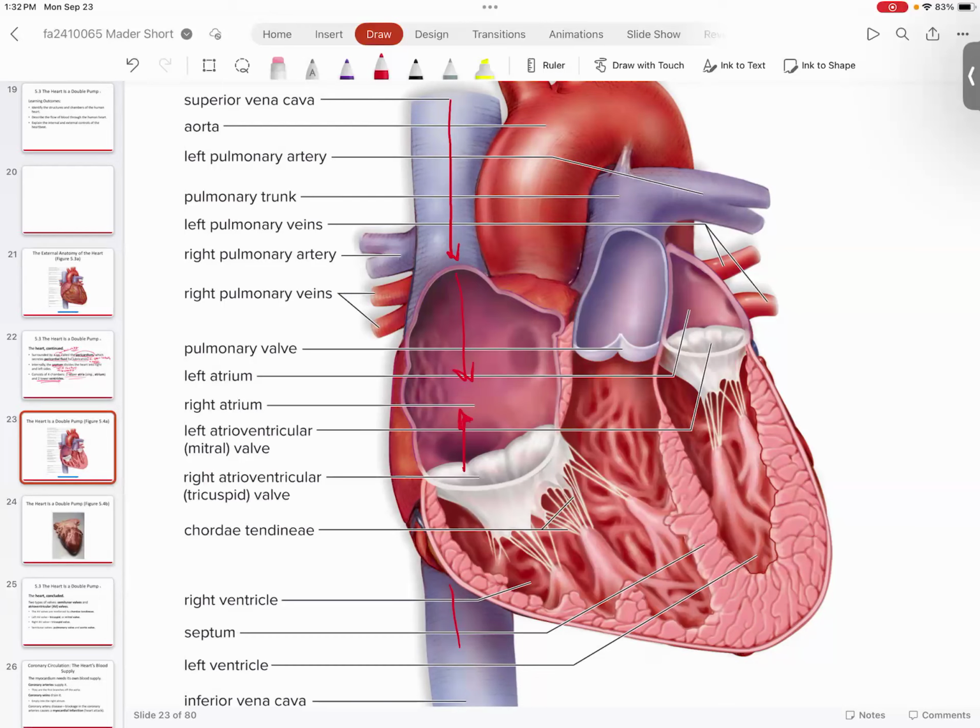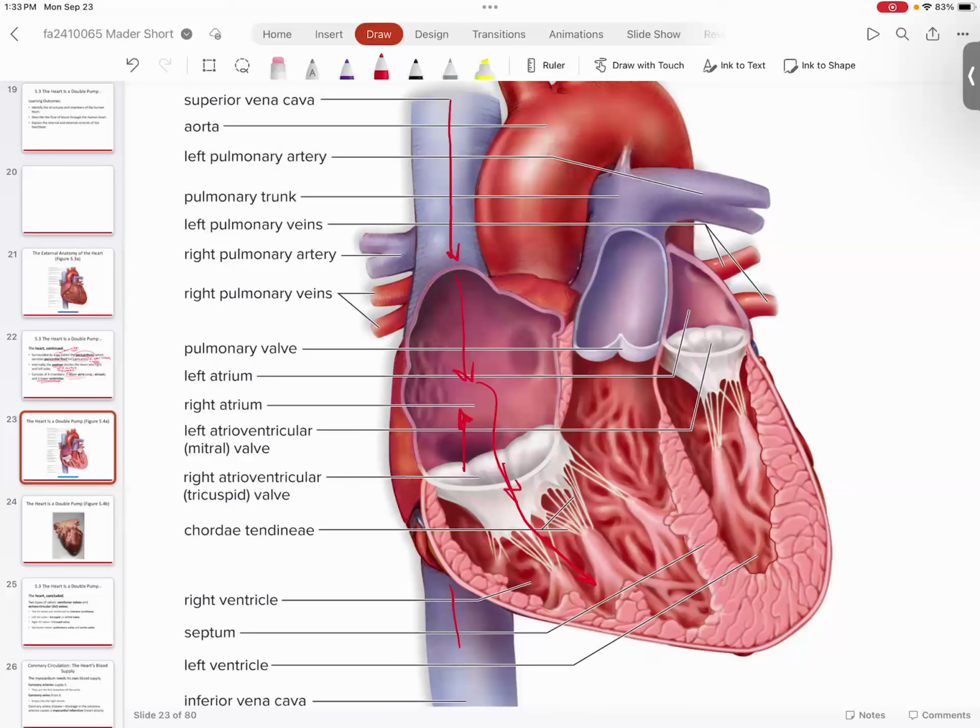Then what's going to happen is the atria are going to contract. And when the atria contract, it's going to move the blood forward. And it's going to be moving through a set of valves called atrioventricular valves, or AV valves, that basically marks the boundary between the atrium and the ventricle. So it's going to be entering into the right ventricle.